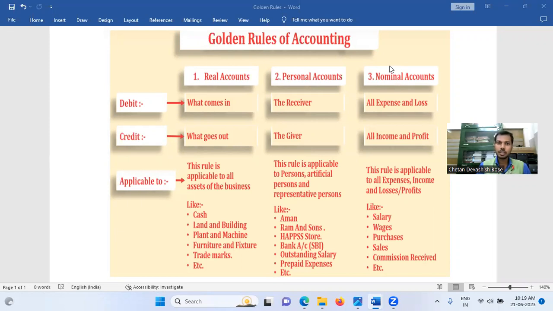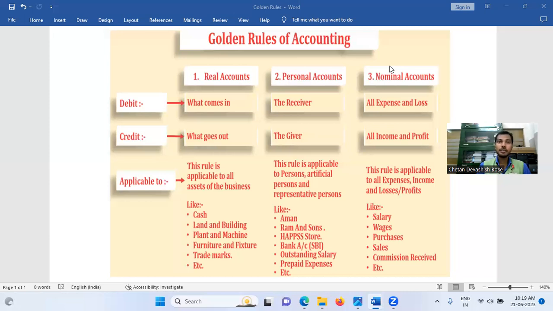Today, we will go through the golden rules of accounting. These golden rules will help us understand why and how we need to post entries in various accounts, whether it is the trading account, the profit and loss account, or the balance sheet. So let us quickly go through these golden rules.